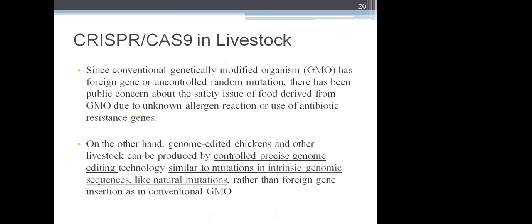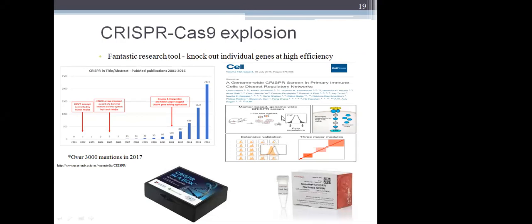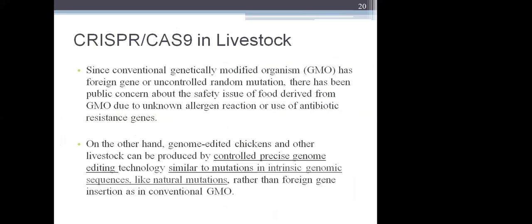So how is it working in livestock? A huge amount of work is done in plants, because this work started in bacteria. Later on, a huge amount of work was done in plants, but there has also been some work done in livestock. But with conventional genetically modified organisms, GMOs, there was a public concern that foreign genes or uncontrolled random mutations have been inserted in them.